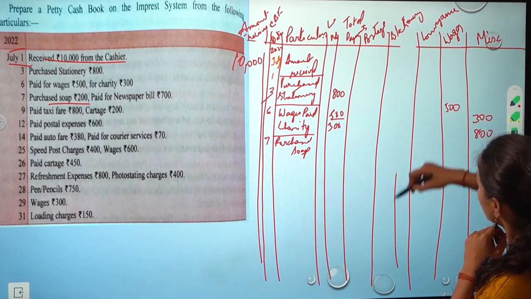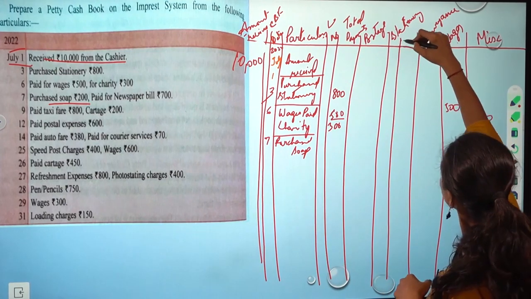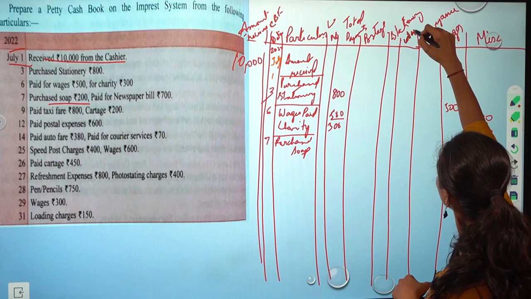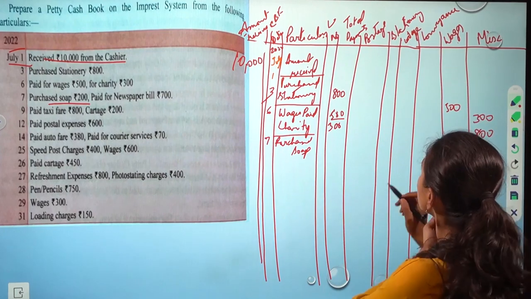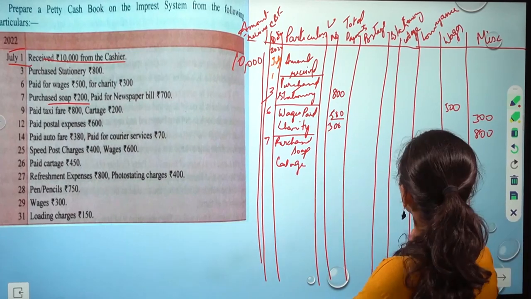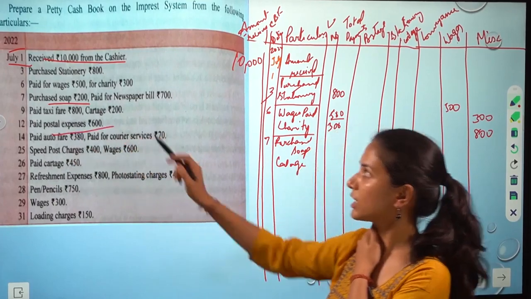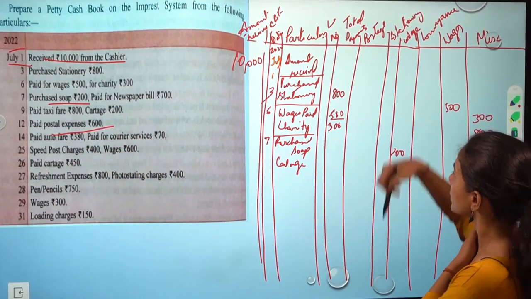So this is a very lengthy one. You have to make many of the things. Like this is cartage. Cartage amount is 200. So cartage, it is 200. Next, paid postal expenses. Postal comes under this postage.